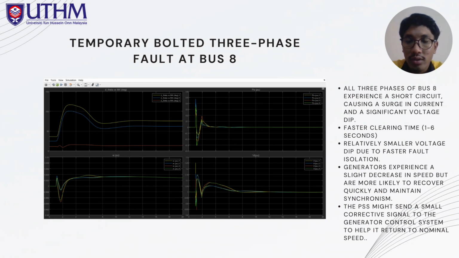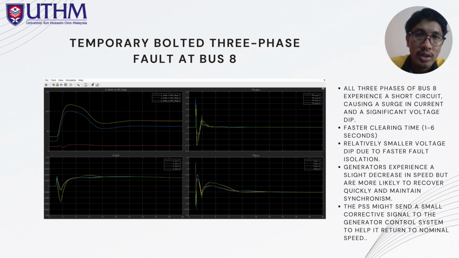Okay, now I will continue with disturbance number 5, which is a temporary three-phase voltage fault at bus 8. So at first, all 3 phases of bus 8 experience a short circuit, causing a surge in current and a significant voltage dip, which means there is a sudden spike in the current value and a voltage drop. So the switching time will happen at 1 second to 6 seconds, and that is the faster clearing time.